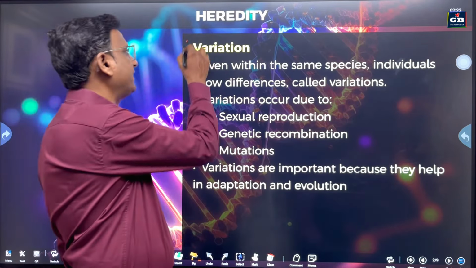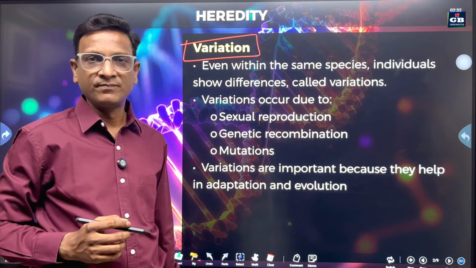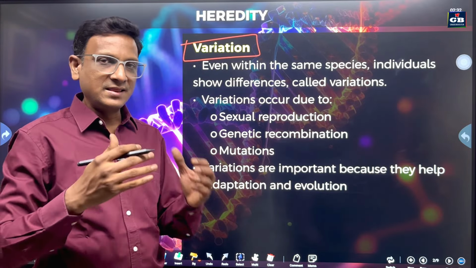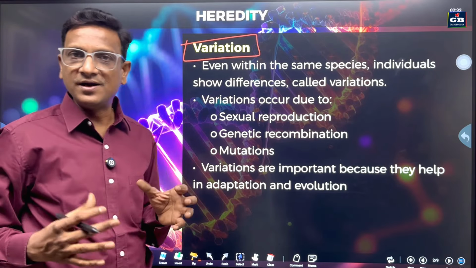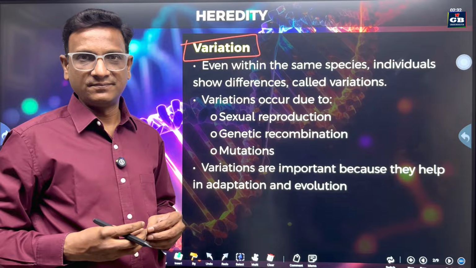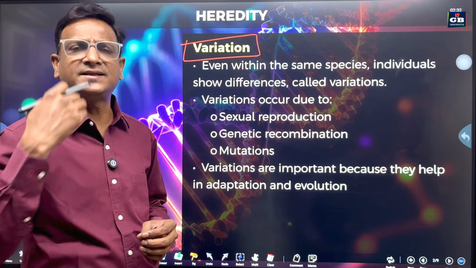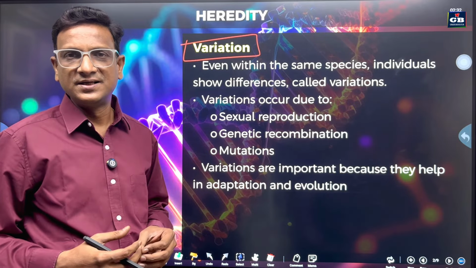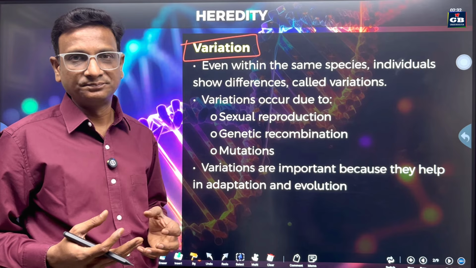Now let us see what is a variation. So we learned what is heredity. Now let us see what is variation. Variation means the differences between the parents and children. Children look like their parent. They are similar to their parent, but they are not exactly similar to their parents.